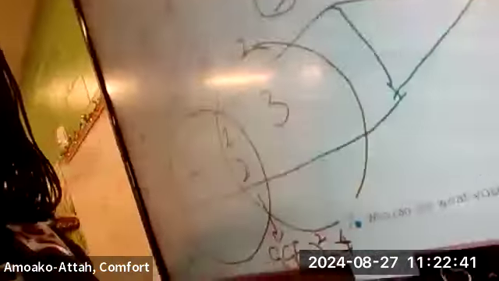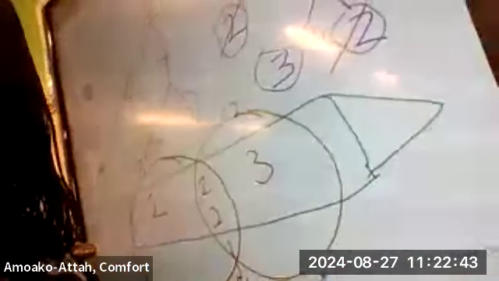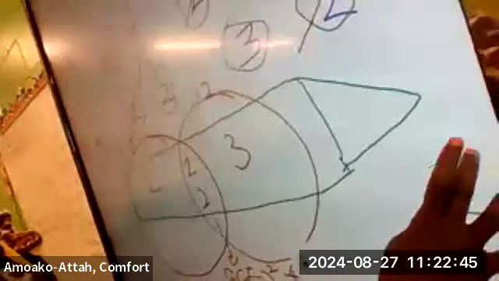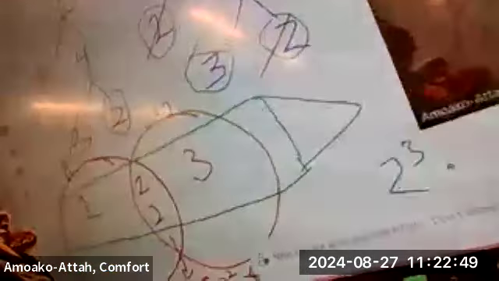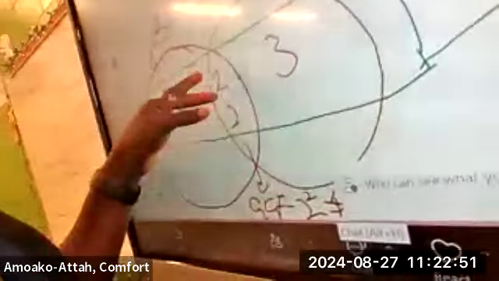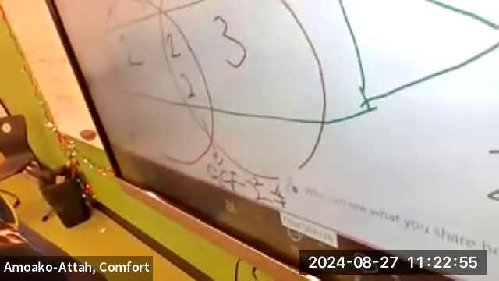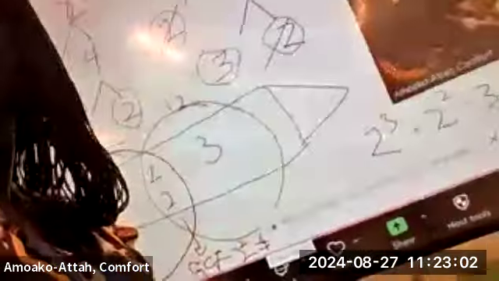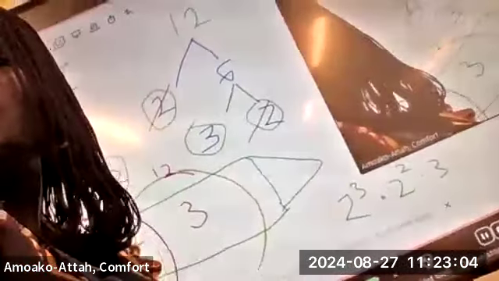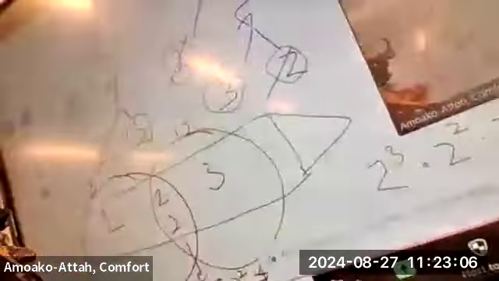So we have 2 exponent 3. 2 exponent 3 times 2 exponent 3 times. We have 2 exponent 2 under the 12. So 2 exponent 2 times, we have 3. So the product of everything in there. Are you guys seeing it? So you have 2 exponent 3 times 2 exponent 2 times 3, right?